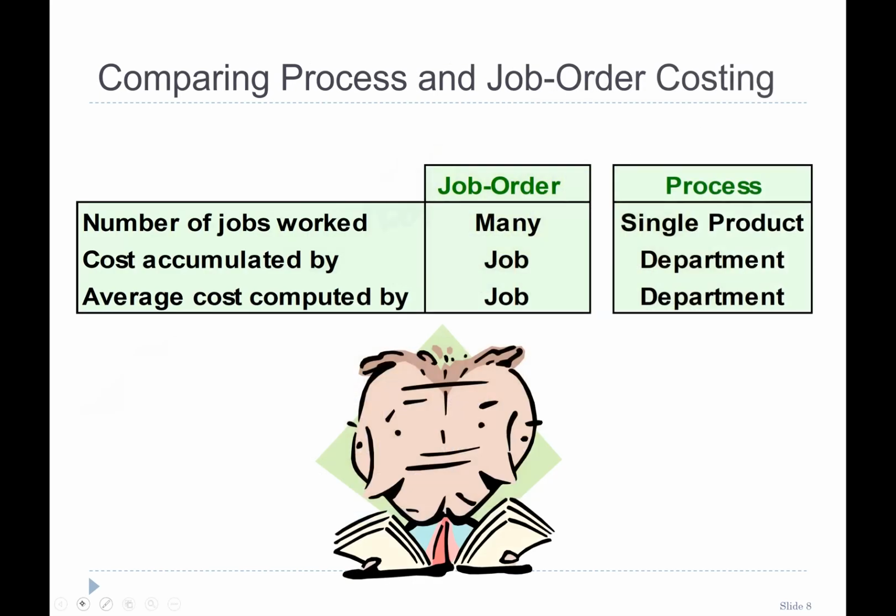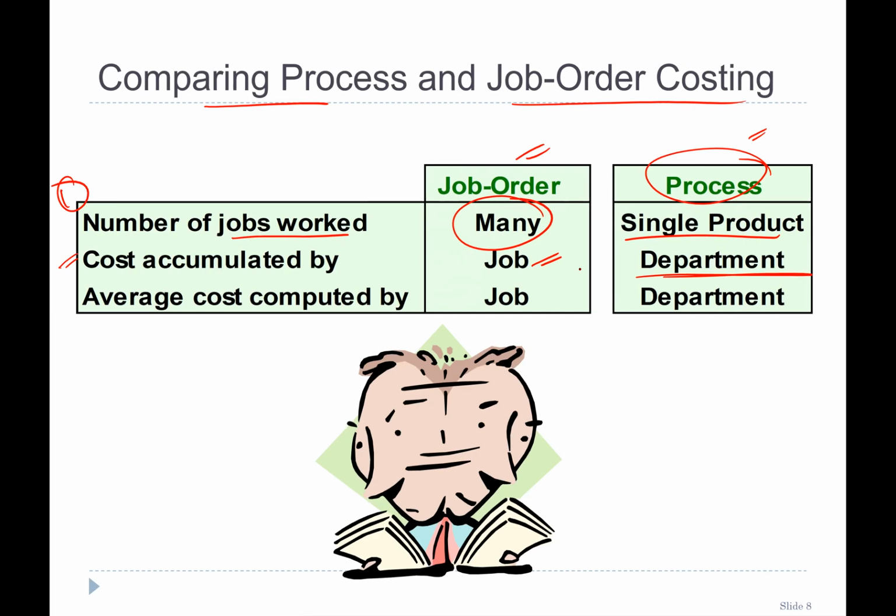So if we compare process costing with job order costing, number one comparison would be on the number of jobs worked. In job order costing, the number of jobs is many. In process costing, it's a single product, so you don't have many other jobs. Next, the cost accumulated by jobs. In process costing, the cost is accumulated by department. We have sent this much worth of material, $1,000 material to the department. That's it. That is the cost.